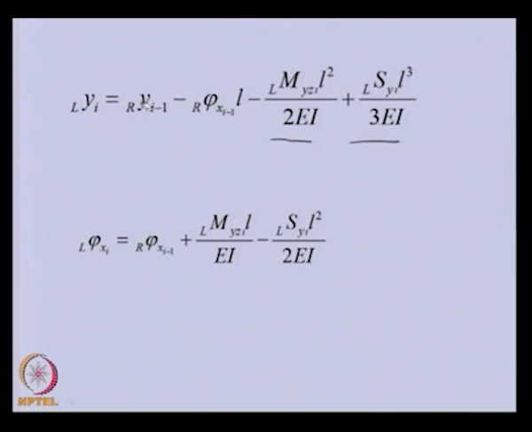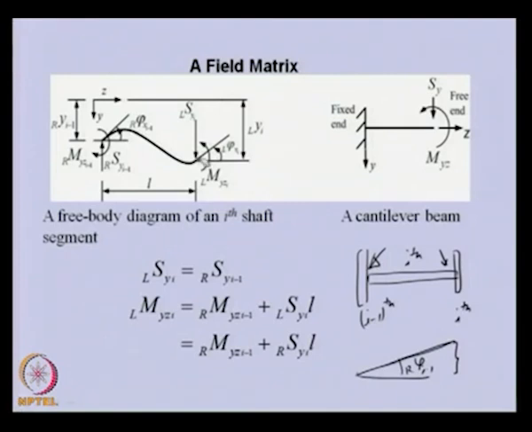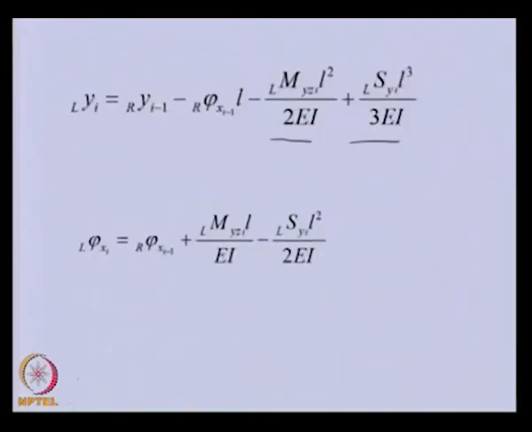So, you can see that the total displacement of the left of ith disc, that means this disc, is the summation of 4 components. One is the linear displacement of the right side of the I minus 1 disc, the angular displacement of the right of I minus 1 disc, bending moment and shear force. So, 4 components are there.